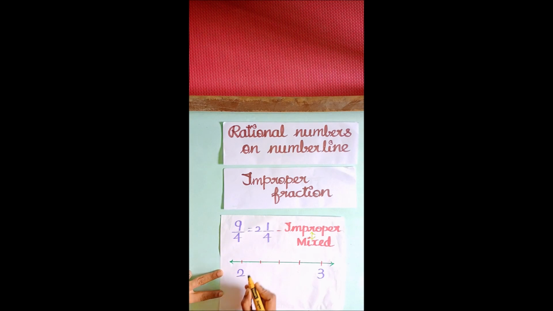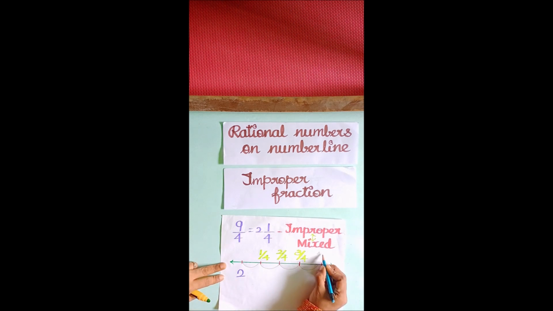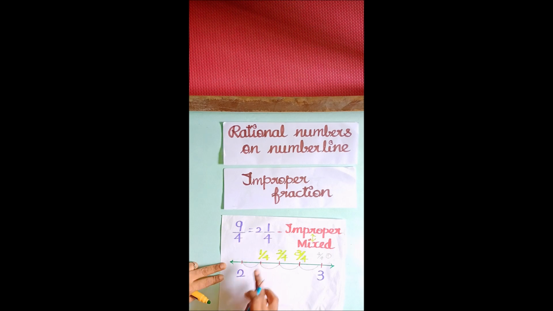So listen, 2, this is 1 by 4 and the next one is 2 by 4, the next one 3 by 4. So each and every portion can be divided into 4 portions. 1, 2, 3, 4. So from this we can say the next part is what? 4 by 4, again it is 1. So I have represented these 3 values only. These are called 2 1 by 4, 2 2 by 4, 2 3 by 4. At last it becomes 3.